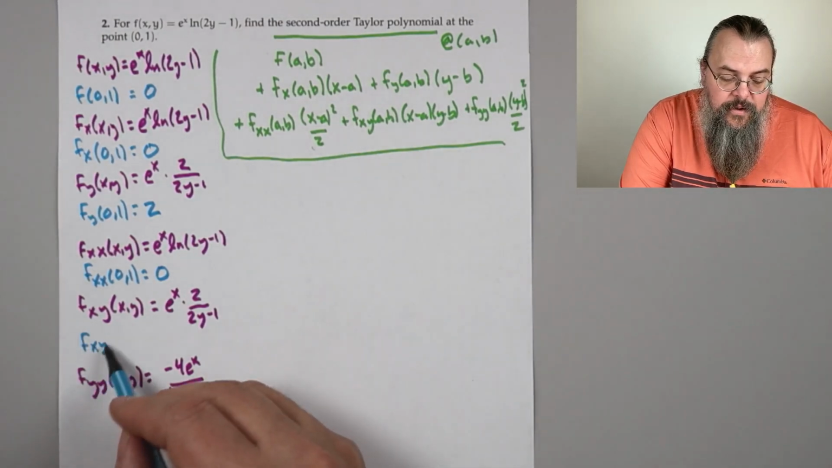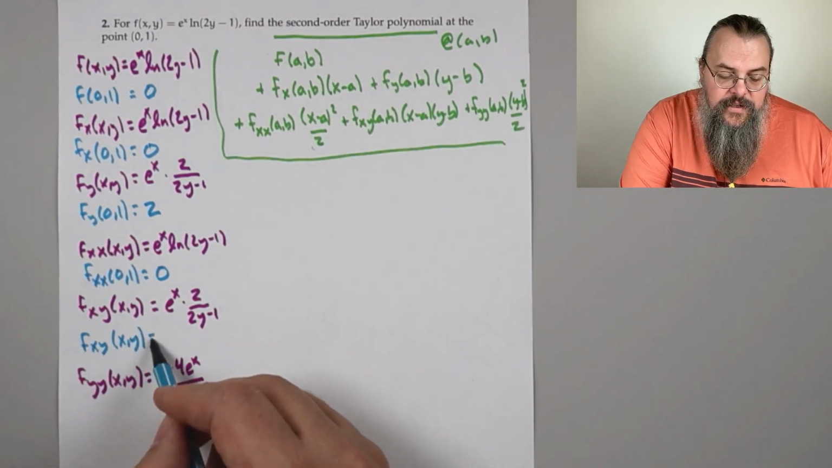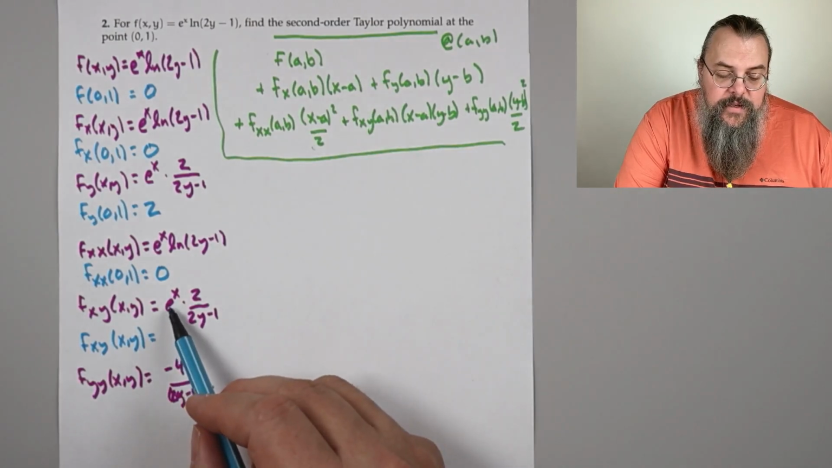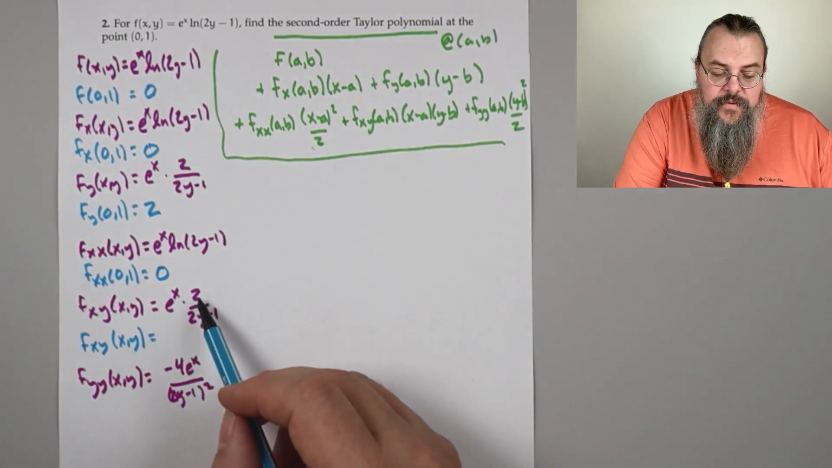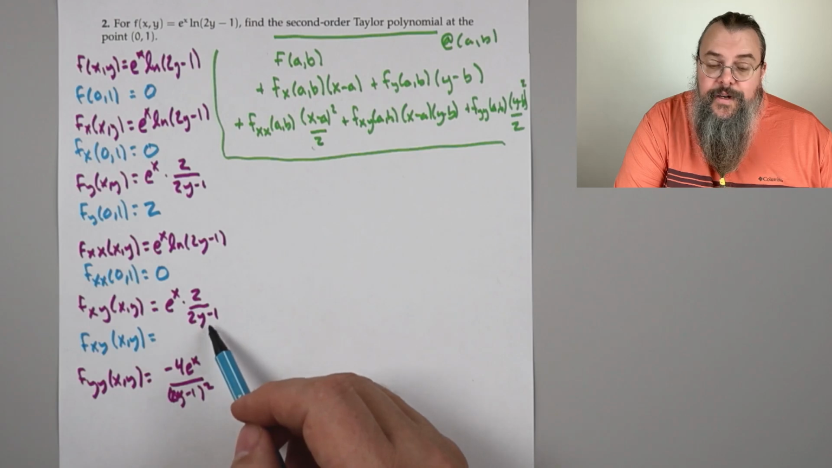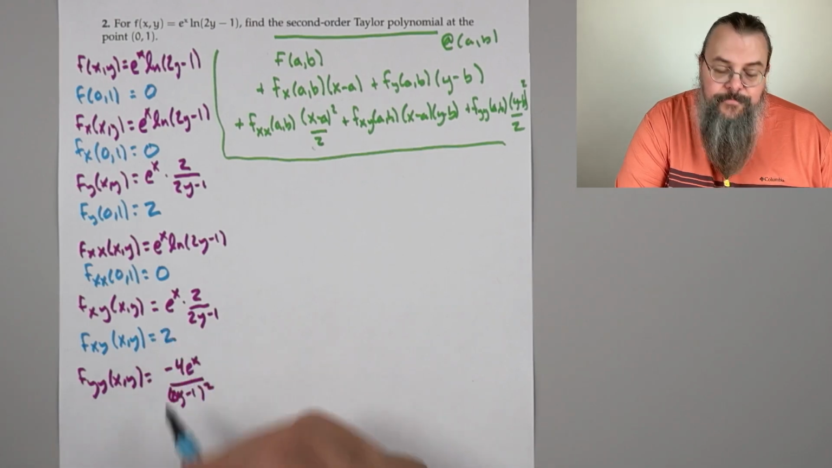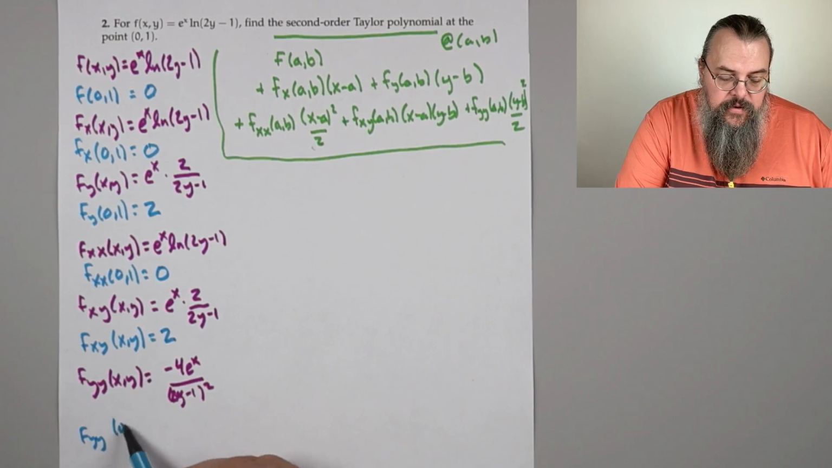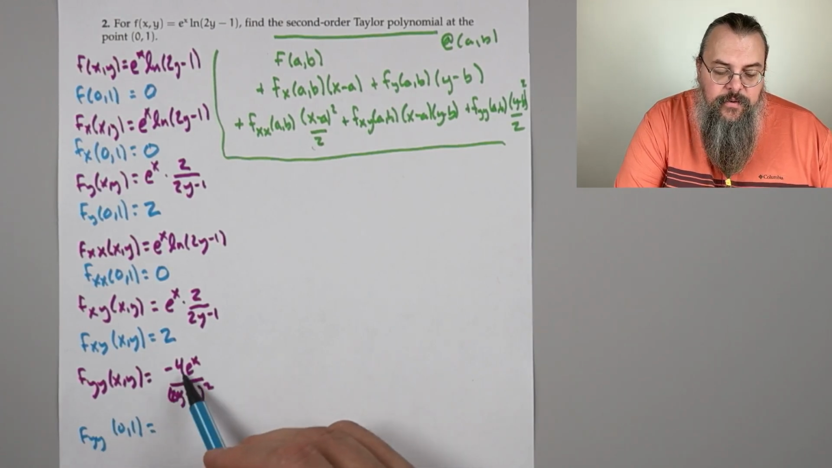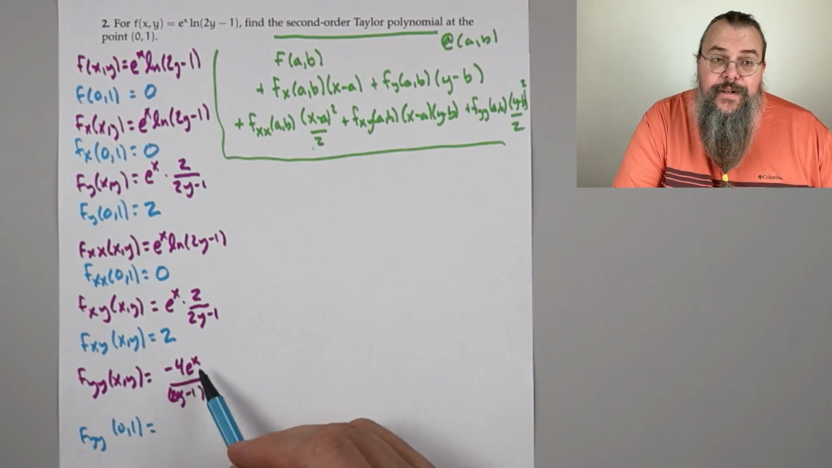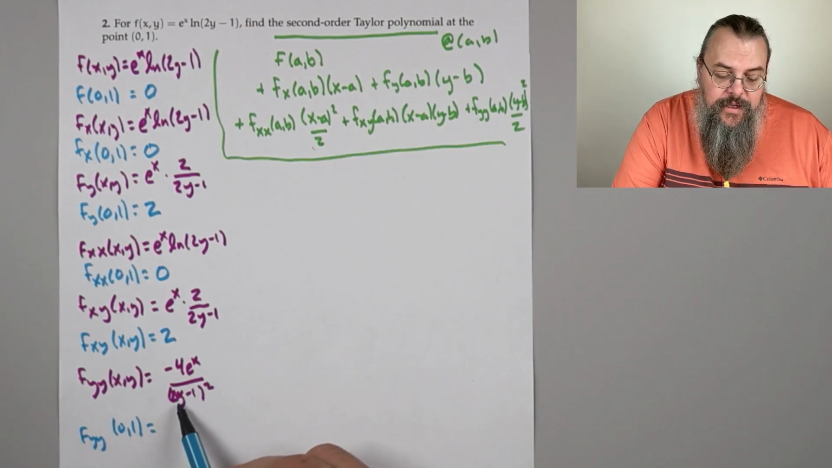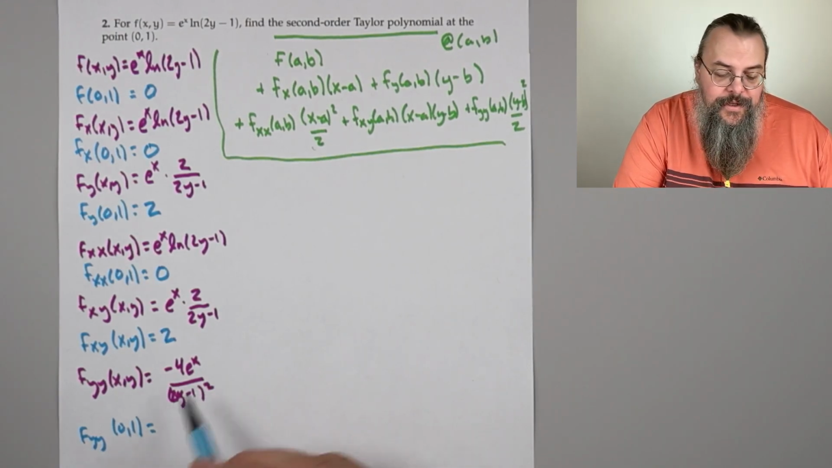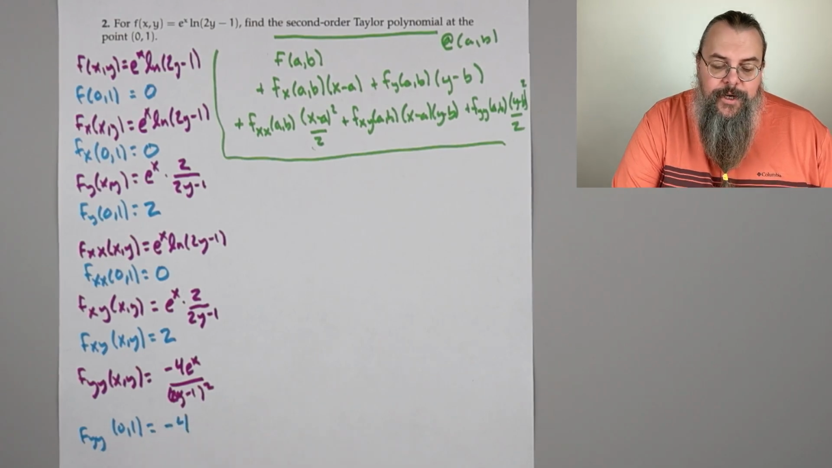Well, this is going to help a lot. The more terms that we have that are 0, the easier the expression will be. All right, so here for f sub xy we'll have e to the 0 times 2 over 1, so 2. And finally, f sub yy at (0, 1). Well, minus 4e to the 0, that's minus 4. Downstairs we have 2 times 1 minus 1, which is 1. 1 squared is 1. So minus 4.